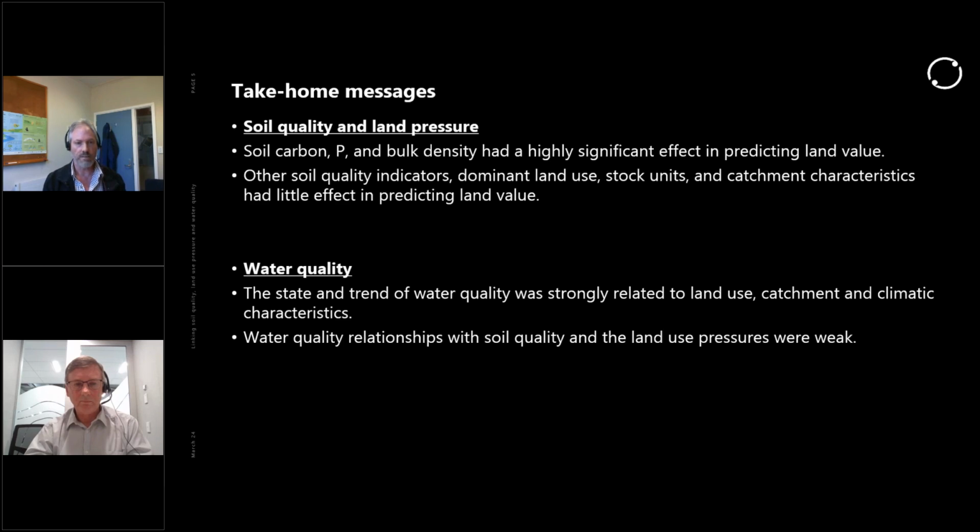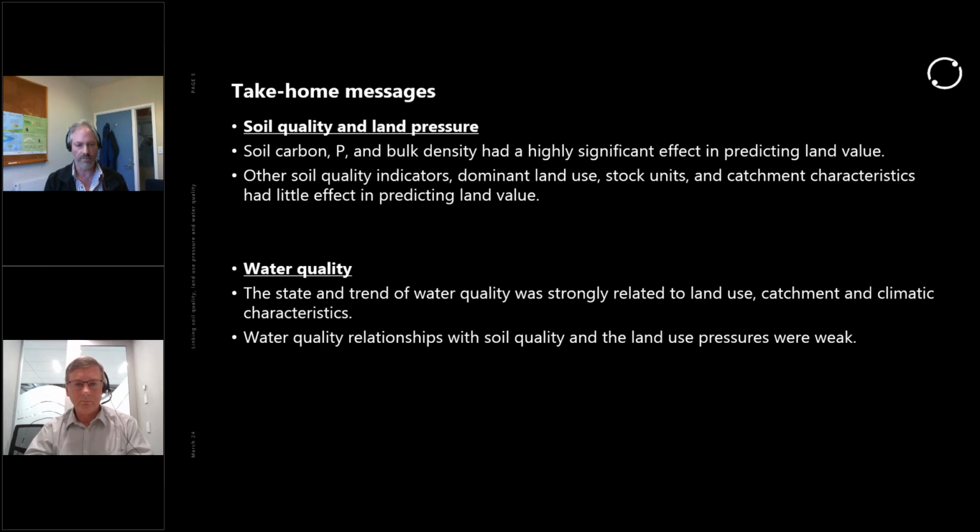And really just to give you the key take-home messages so that you can put these into context for the detail that follows. Two components: the soil quality and land use pressure. And overall, we found that soil carbon, phosphorus and bulk density had a highly significant effect when we tried to predict land value. The other soil quality indicators, dominant land use, stock units and catchment characteristics had little effect in predicting land value.